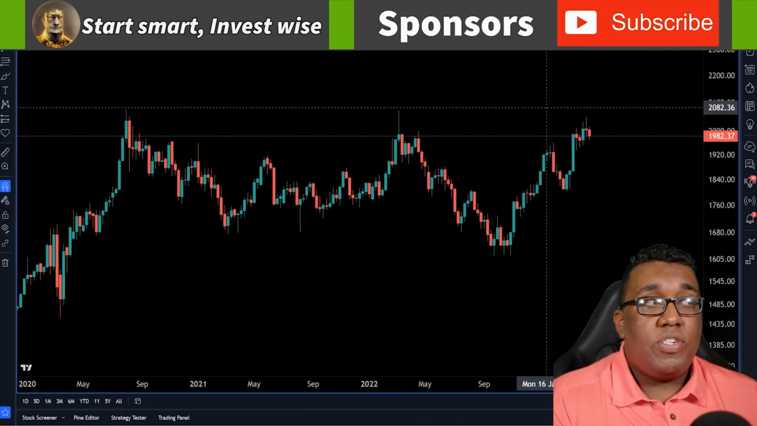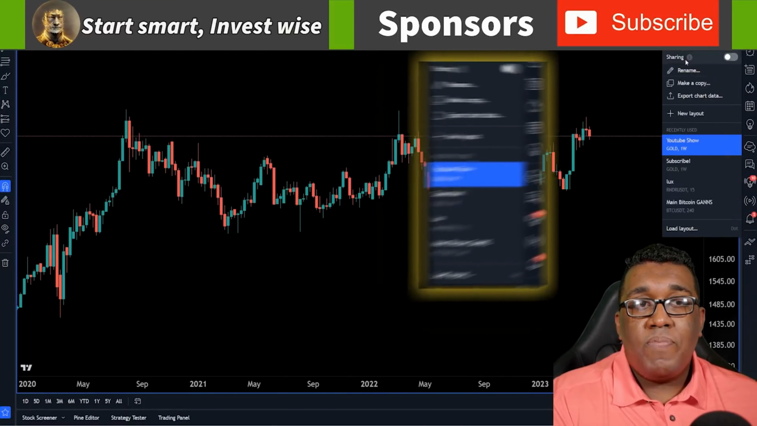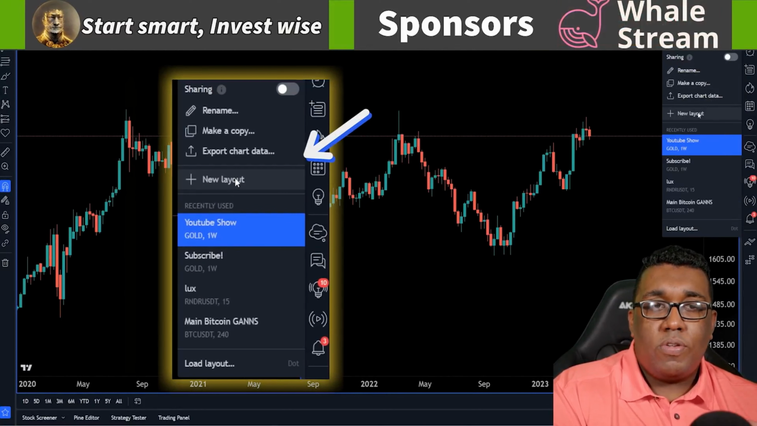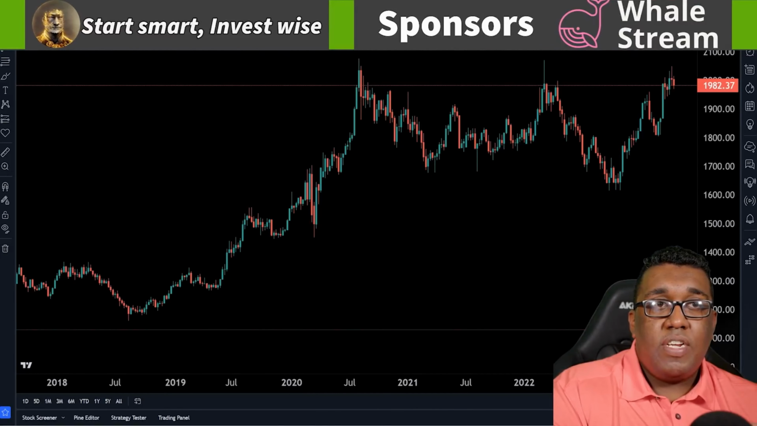To get started here, I want you to open up gold on a particular chart, and I need you to open up a new layout. You do not want to have this on the same layout as your cryptocurrencies or your stocks because it's a different setup here. Hit new layout, and I want you to rename this layout.